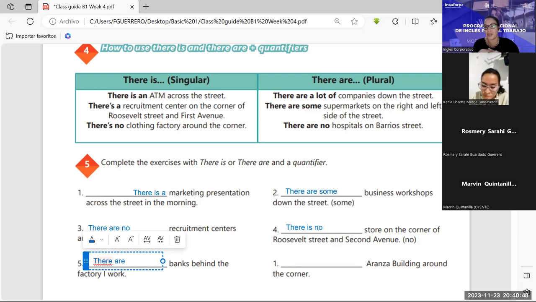Only the quantifier is missing. You could put some or a lot of. But very well. Thank you so much, Kenya.